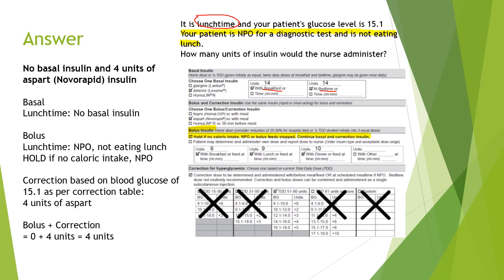Now, because it's lunchtime, they don't have any basal, but with the correction insulin, you're going to look at the correction for hyperglycemia box. And their blood glucose was 15.1. So 15.1 falls between the 14.1 and 16, which means you're actually going to give 4 units. And remember that the bolus and correction insulin you're giving is going to be aspart insulin. So that's the answer to the question: no basal insulin, and just 4 units of aspart NovoRapid insulin as correction, because they're NPO for not eating anything at lunch.